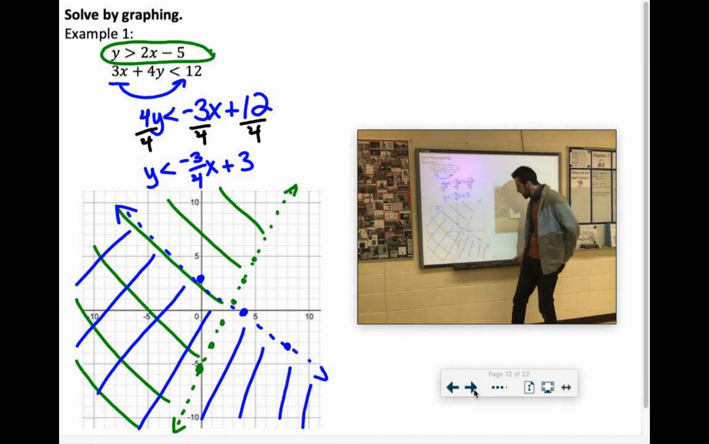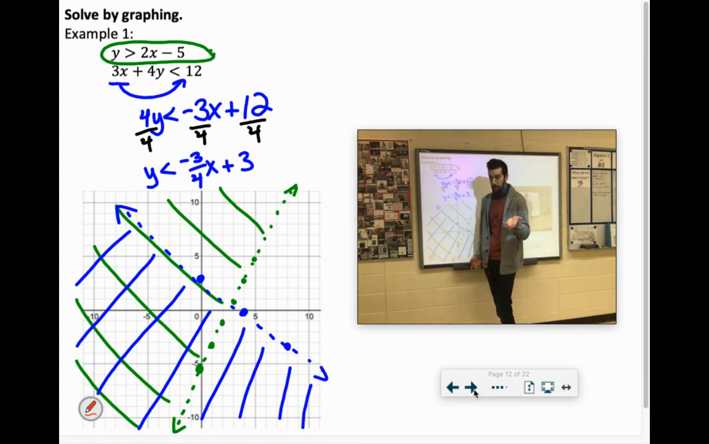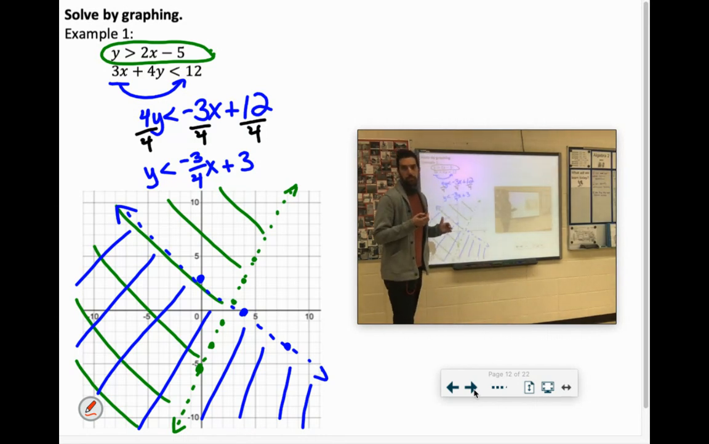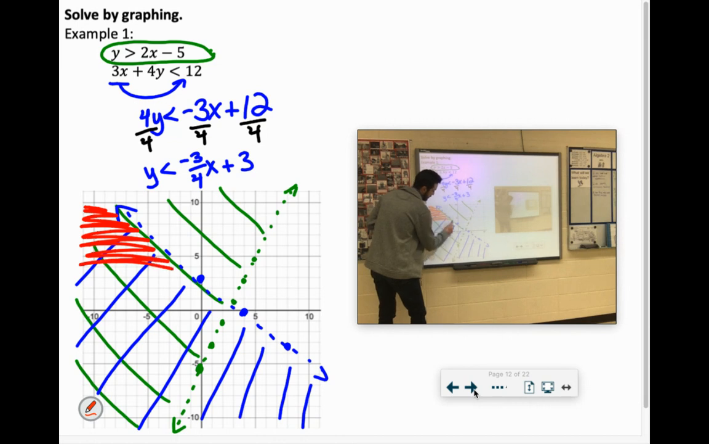And then, like I said, you're going to shade really dark where they overlap each other. It kind of divides the graph into 4 sections. One section is going to be shaded by both of them. So that would be this left section over here. So this would be where, with your pencil, you would shade really dark.